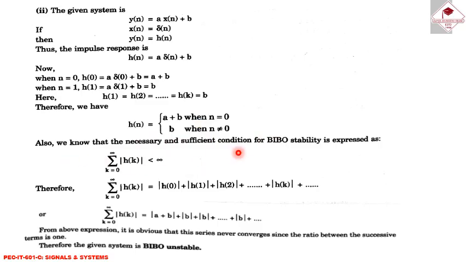So the necessary and sufficient condition for bounded input, bounded output stability can be expressed as the summation of k = 0 to infinity of |h[k]| being less than infinity. Therefore, the summation of |h[k]| is h[0] + h[1] + h[2] + ... + h[k], that is a + b + b + b ... up to infinity. From the expression, it is obvious that the series never converges, since the ratio between successive terms is 1. Therefore, the given system is bounded input, bounded output unstable.